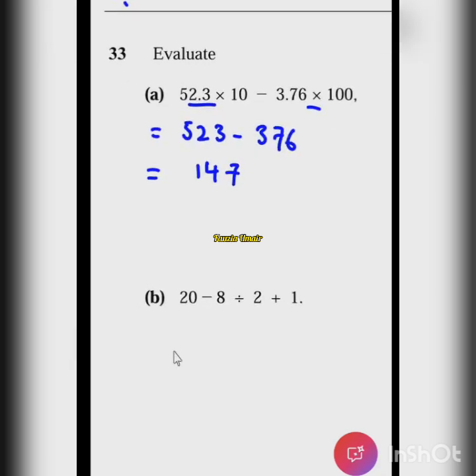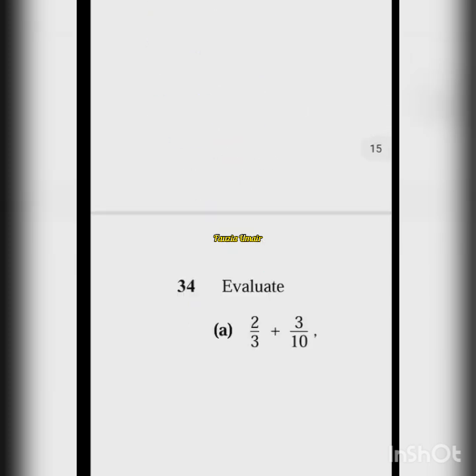So B part. So now what to do? First division. 80 divided by 4 is 20. Then 20 minus 4, plus 1. Which operation? Left to right. Very good. So now we will go left to right. 20 minus 4 is 16, plus 1 is 17. Right? Yes.